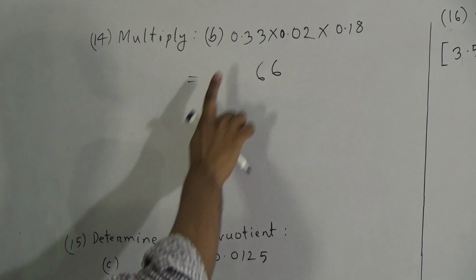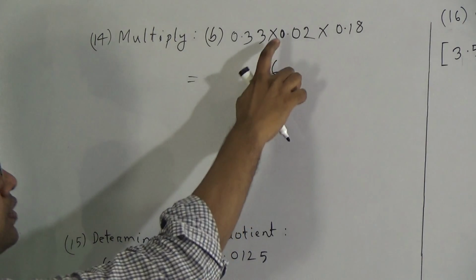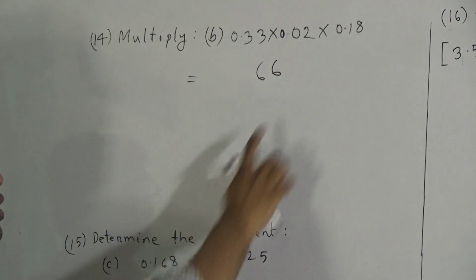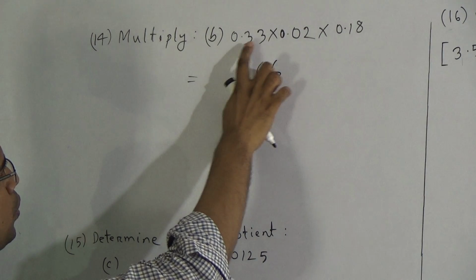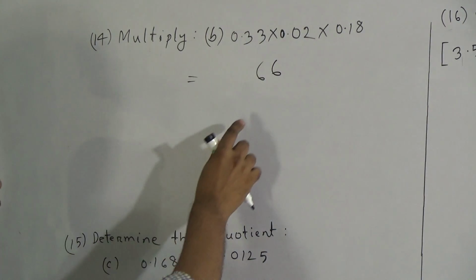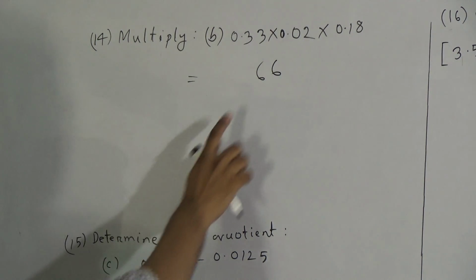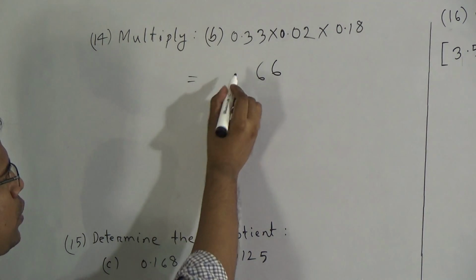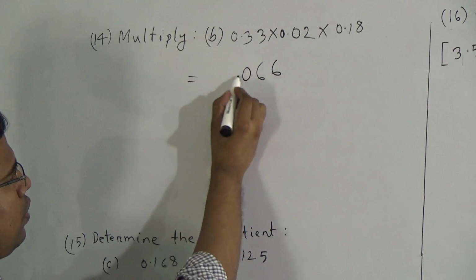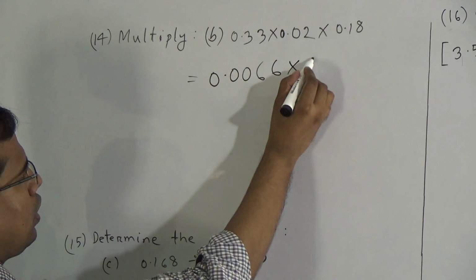Dear students, in the first number after the decimal point, 2 digits exist, and in this number after the decimal point, 2 digits exist also. So total how many digits exist after the decimal point? 1, 2, 3, 4. That means in the product also 4 digits will come after the decimal point. Here 2 digits exist, so we have to take another 2 digits, and to fill up these 2 places we will take 0 and 0. Then we will give the decimal point. Multiplication 0.18.